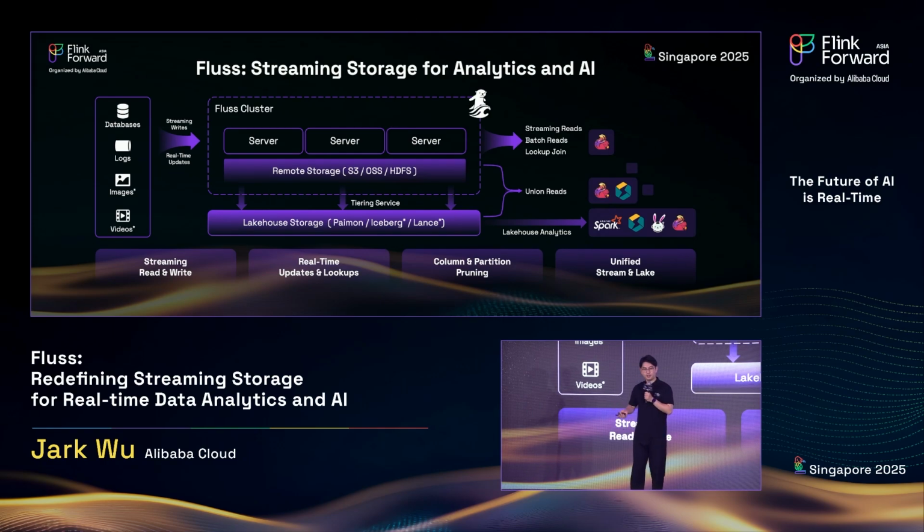And the most important thing is that Fluss supports Lakehouse as its tiered storage. That means you can maintain hot data in Fluss local storage for fast access, and maintain cold data in the Lakehouse for low cost. We use Lakehouse native formats like Paimon and Iceberg, so you can use all the query engines to access the cold data directly, like Spark, Trino, and StarRocks.